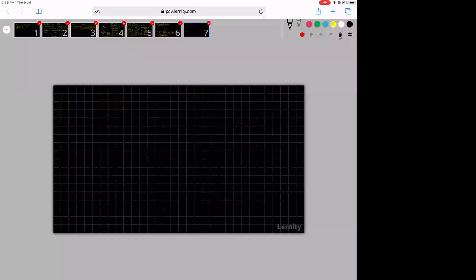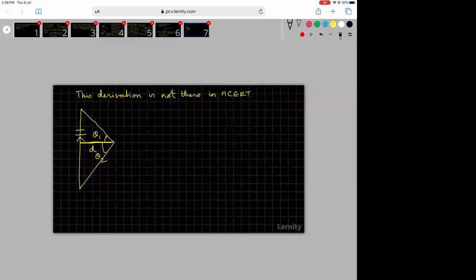So we need to learn how to apply the Biot-Savart law. Suppose there is a wire here like this. Suppose you are at some distance d. This is carrying a current I. You are here. If this angle here is theta 1, and if this angle here is theta 2, then for any element, please listen to me, this derivation is not there in NCERT. It helps in understanding.